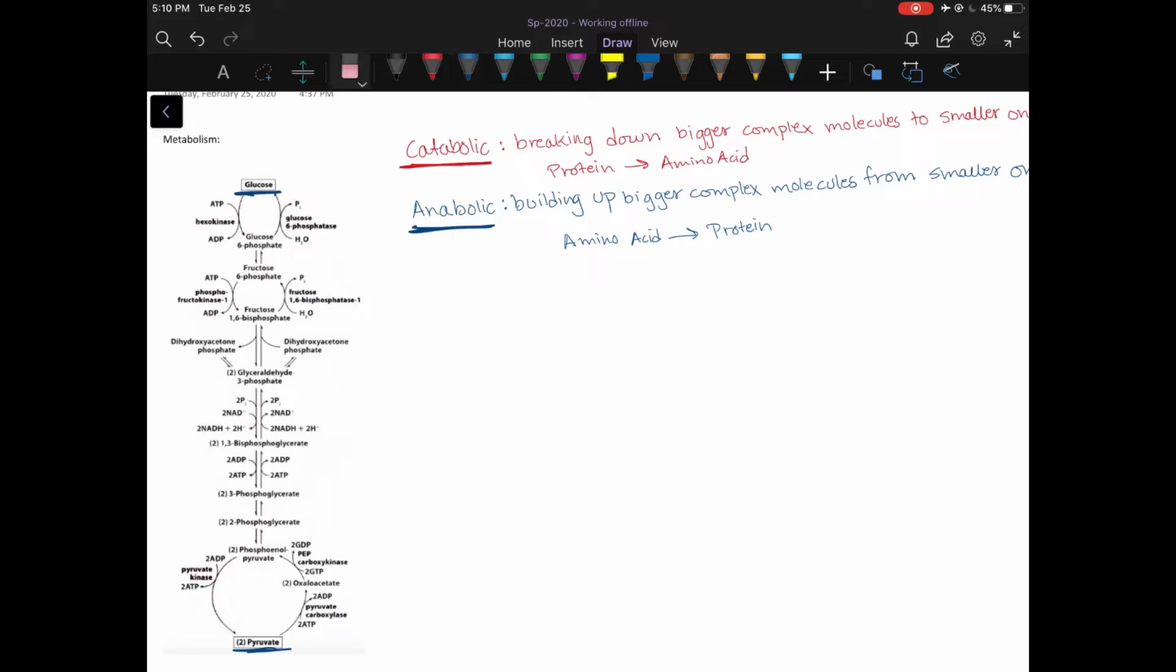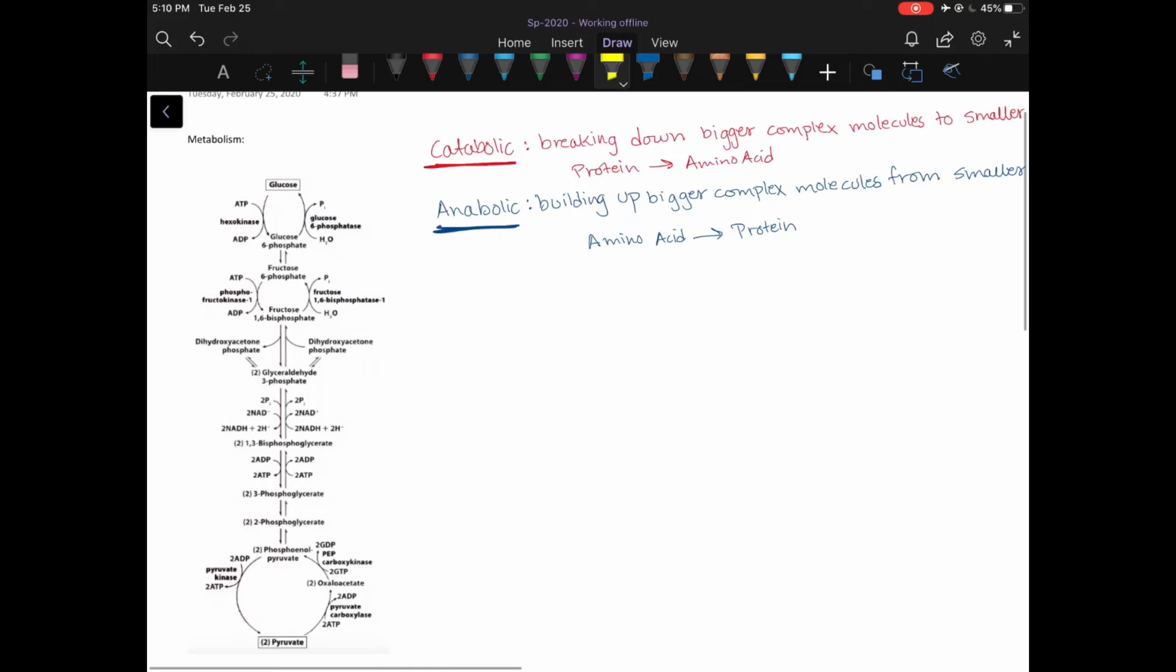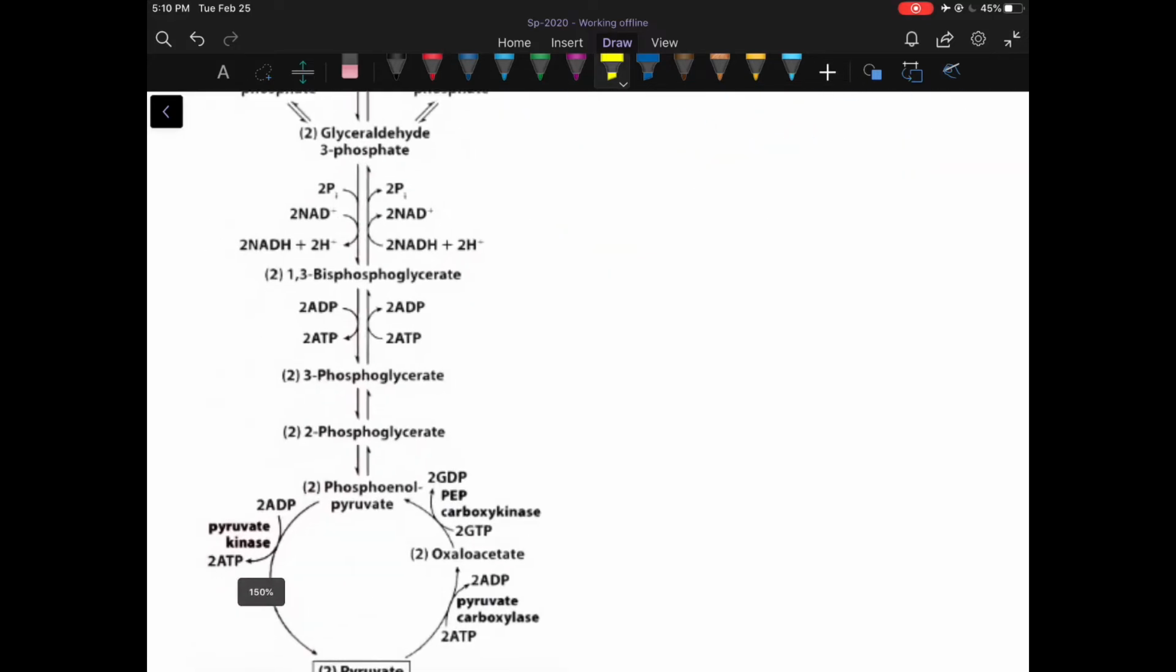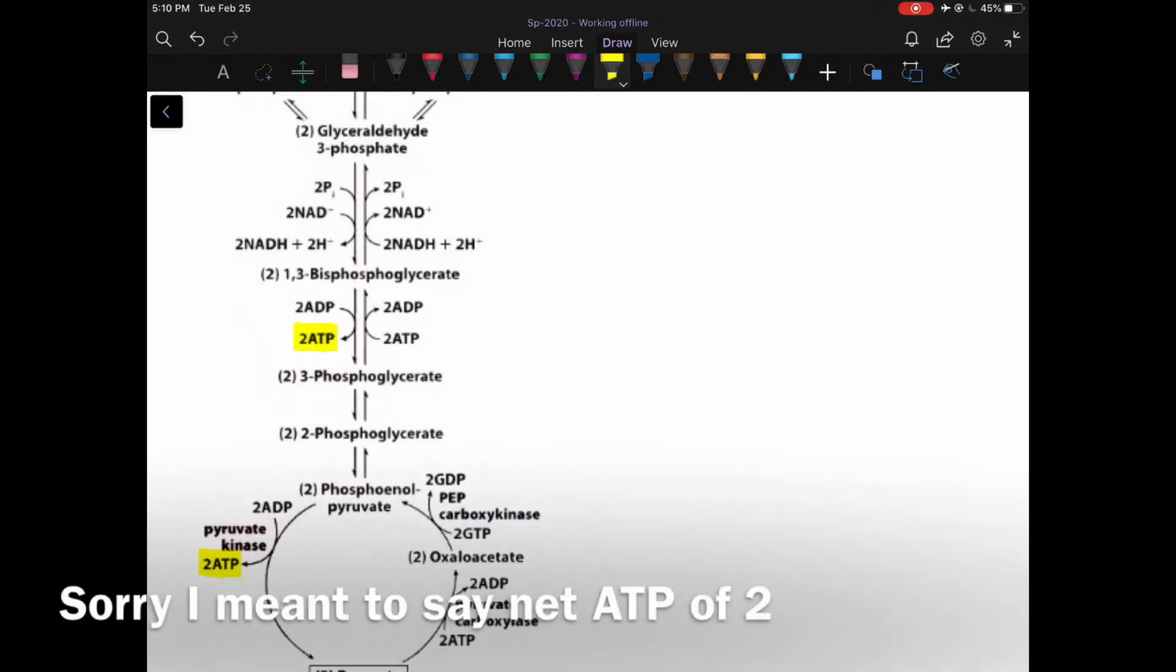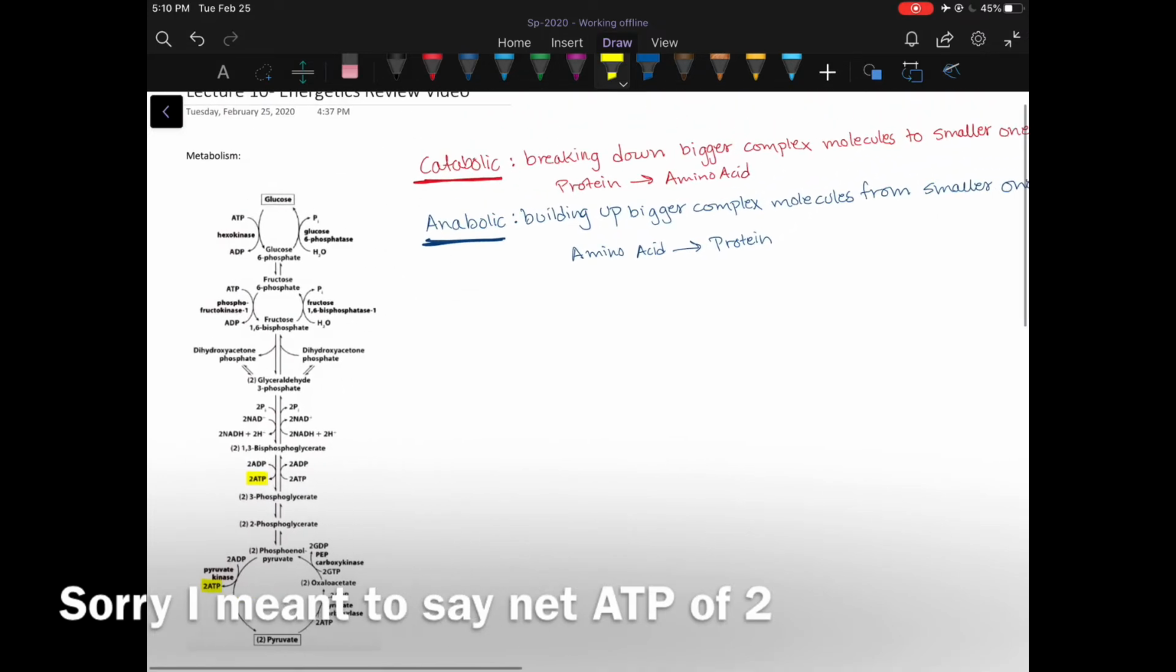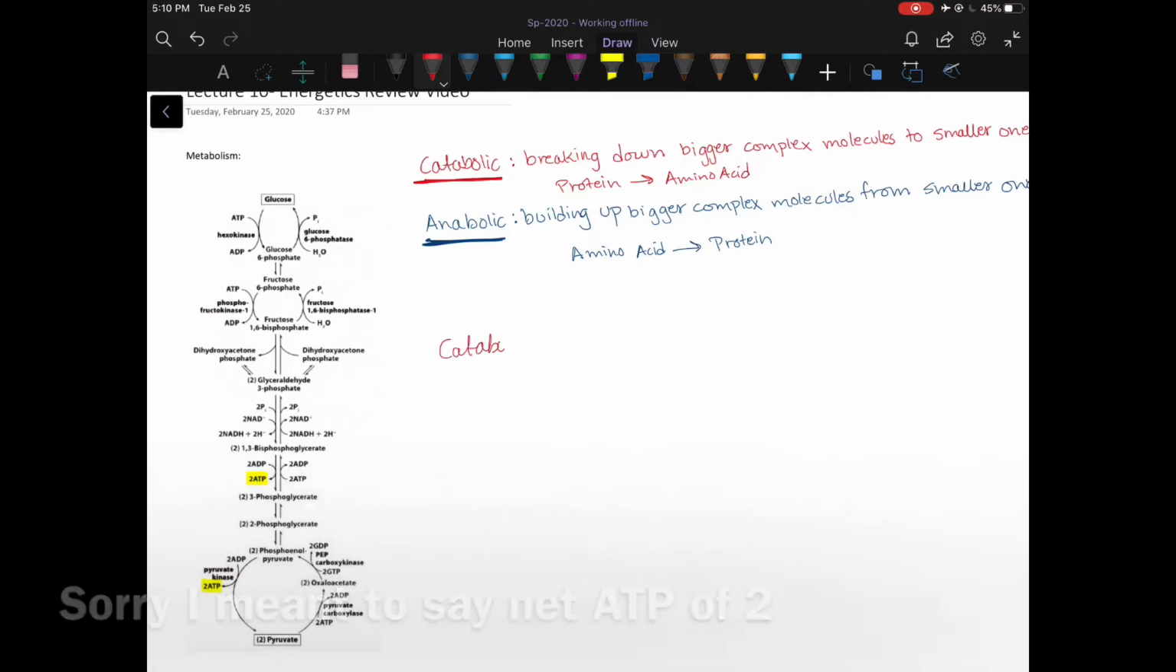And if we notice here that for the catabolic pathway, going from glucose down to pyruvate, we can see that net ATP of 4 is released. So from that, we can conclude that catabolic pathways release ATP.